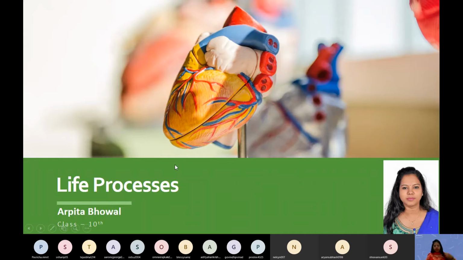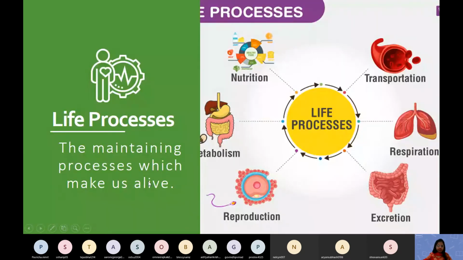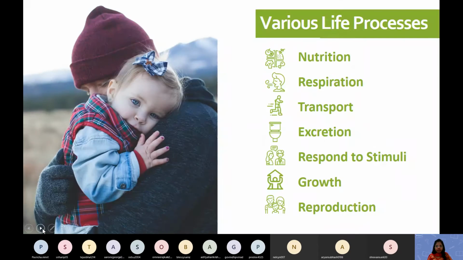So the chapter is life process. Now, what do you mean by life process? Life process is the maintaining process which makes us alive. We are alive, so all the things which are happening in our body, due to which we can say we are alive, are called life processes.